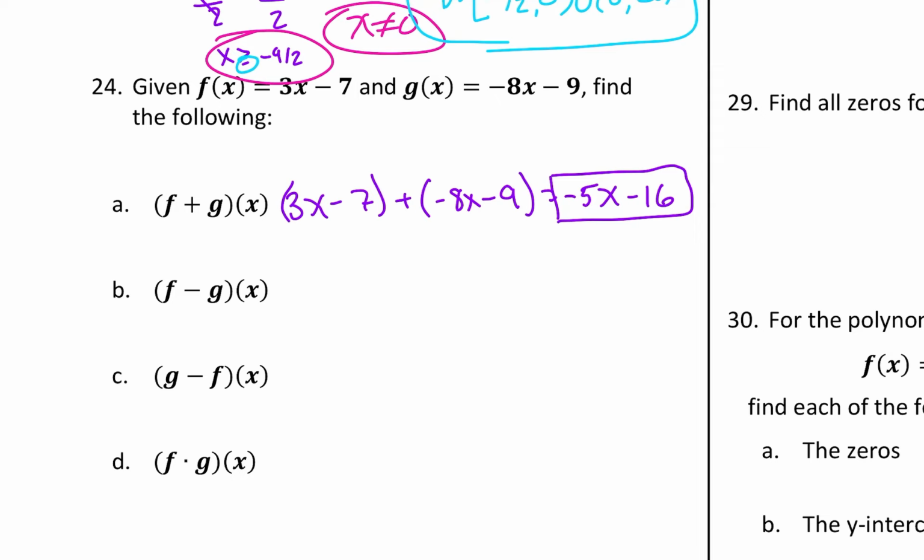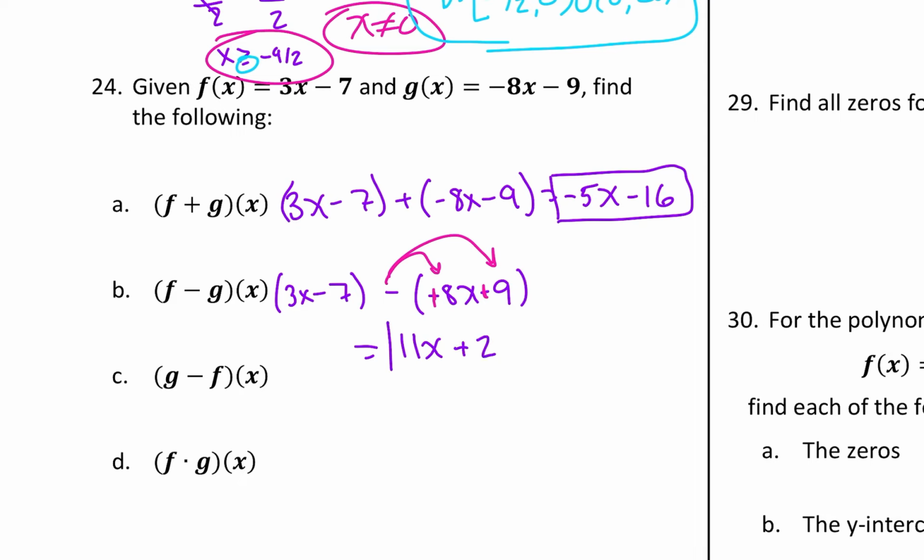For the next one, we got f minus g of x. So we're going to put f first again, so 3x minus 7. But we're putting a minus sign in between them this time, which means that negative is going to distribute into each of these. So this becomes positive 8x and positive 9. Then we can combine our like terms. 3x and 8x is 11x. Negative 7 and 9 is positive 2. So 11x plus 2.